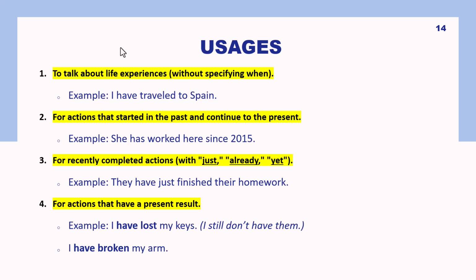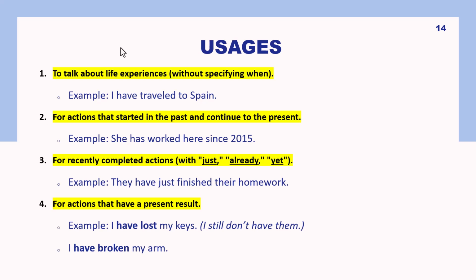The third usage, we use present perfect tense for recently completed actions, for actions that have just been completed, with the help of the words just, already, and yet. For example, they have just finished their homework. So it means they have finished their homework recently, just 2 or 3 minutes ago or 5 minutes ago.